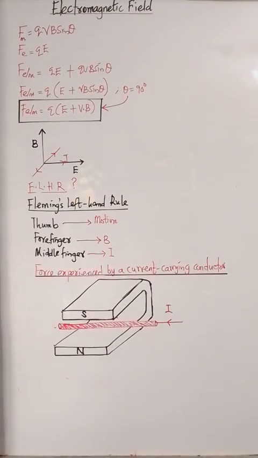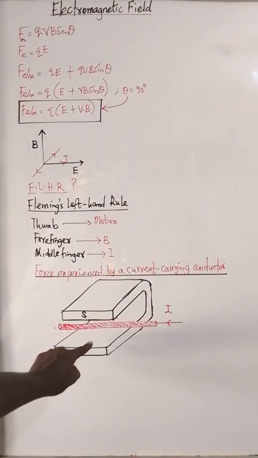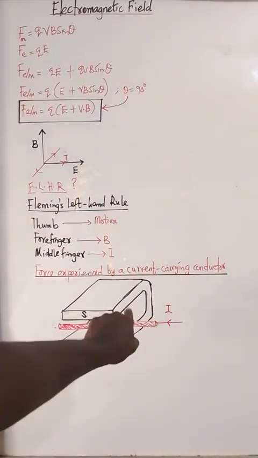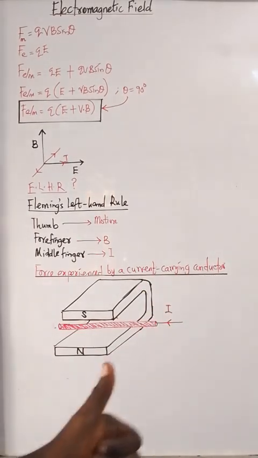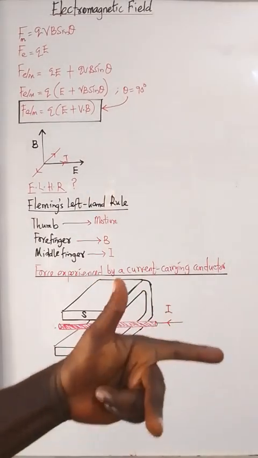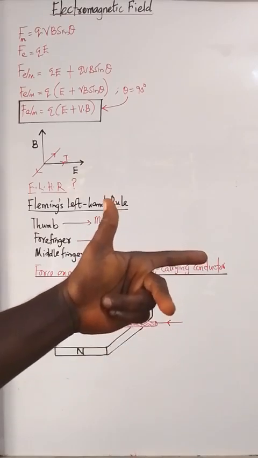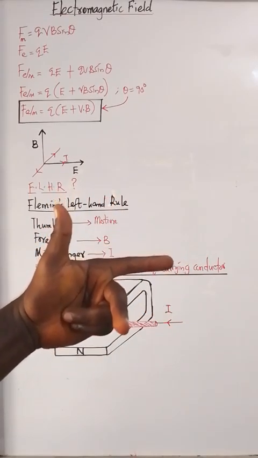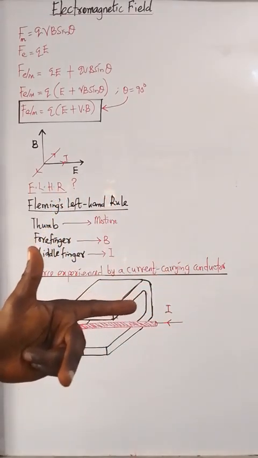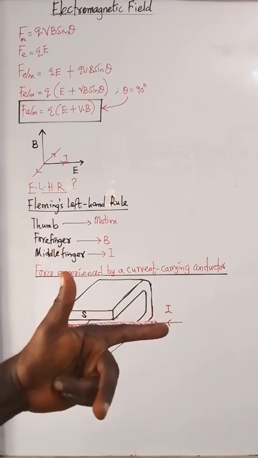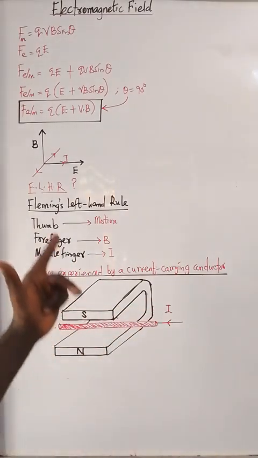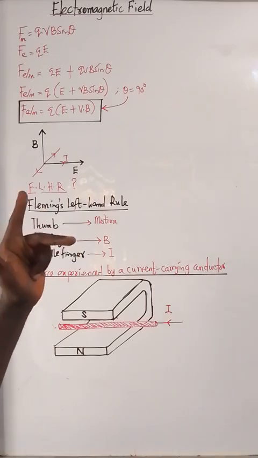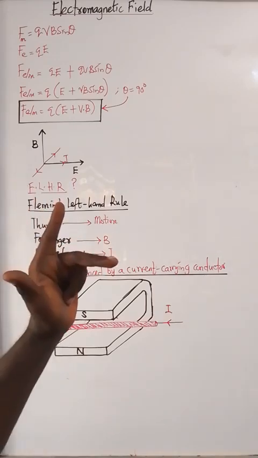Now let's apply Fleming's left hand rule to see what happens. Will this thing roll outside or will it roll inside? So Fleming's left hand rule: when the thumb, the forefinger, and the middle finger are held mutually perpendicular to each other, with the forefinger pointing towards the direction of field. Where is the field? North to south. So this one will point towards the south. And the middle finger pointing towards the direction of current.